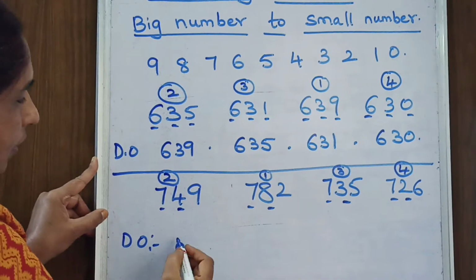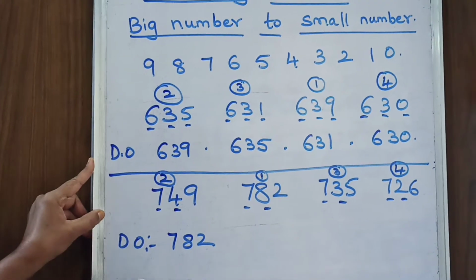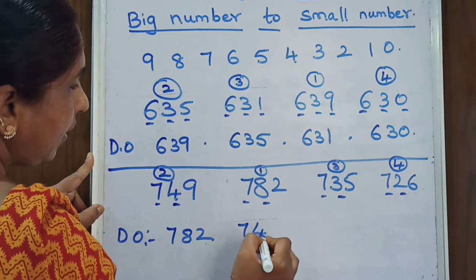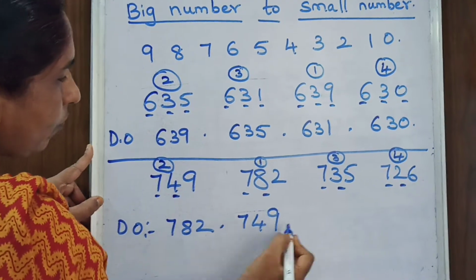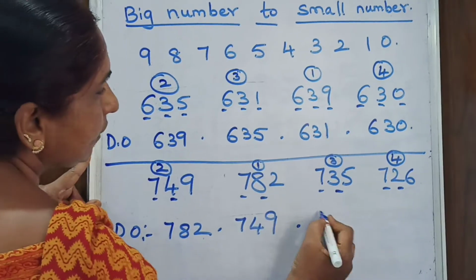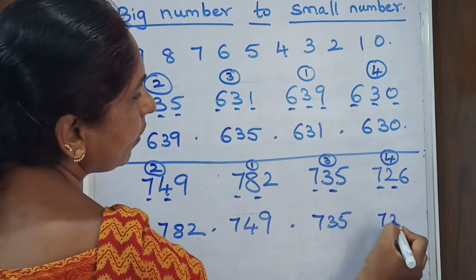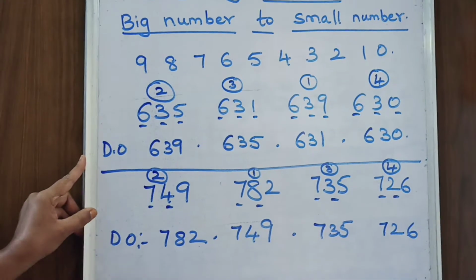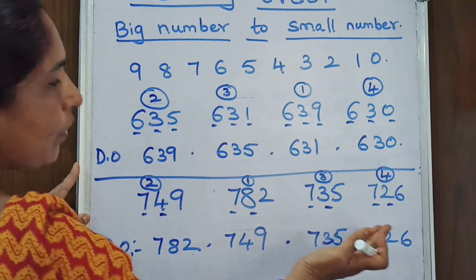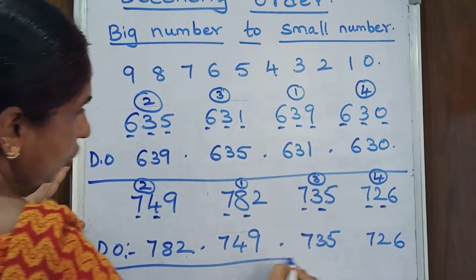Which is the first one? 782. And which is the next biggest number? 749. After writing here also keep one dot and leave one box. And the next third one is 735. And the last remaining is 726. 782, 749, 735, 726. Is it clear, children?